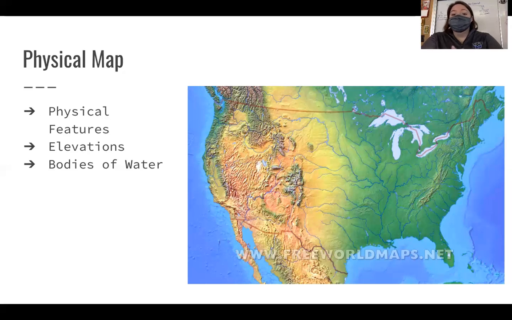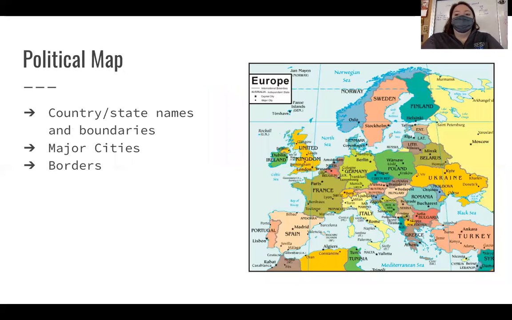All right, so a physical map is going to show the physical features of a place, regardless of the place that it is at. A political map looks a little bit different. A political map is the map that is most common, or what you normally probably interact with. A political map shows things like country or state names and the boundaries of those countries or states. Okay.